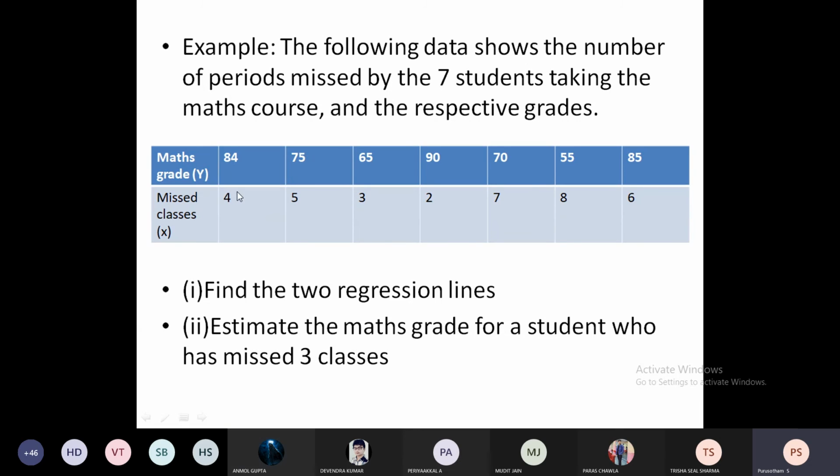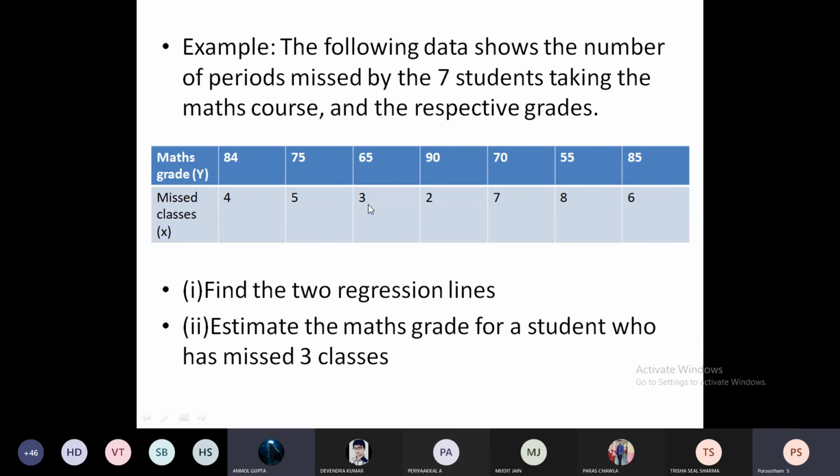A student who missed 4 classes got a score of 84. A student who missed 5 classes, his score is 75. A student who missed 3 classes, his score is 65. A student who missed 2 classes only, his score is 90. What does it mean? Even though a student is missing more classes than this guy, this fellow is still scoring more marks than this, right?